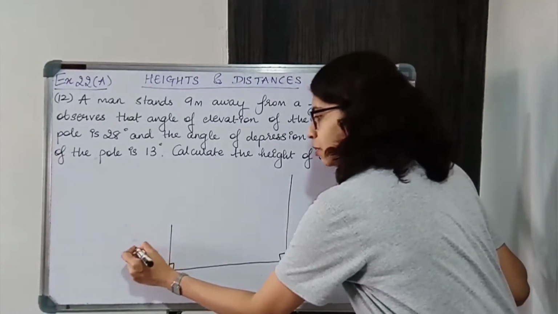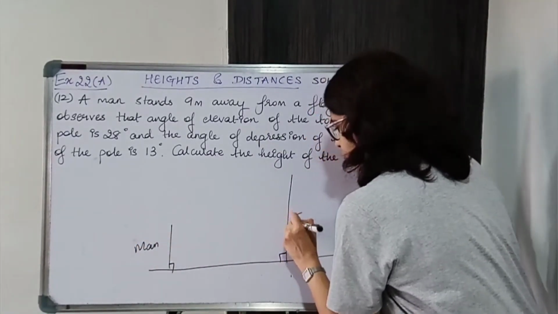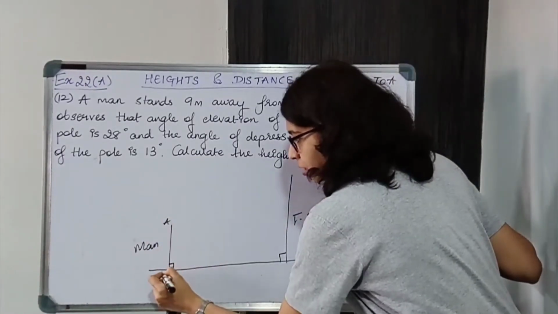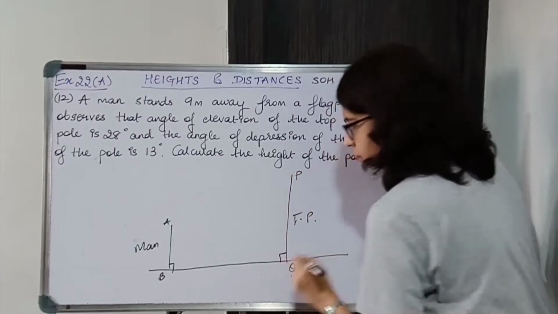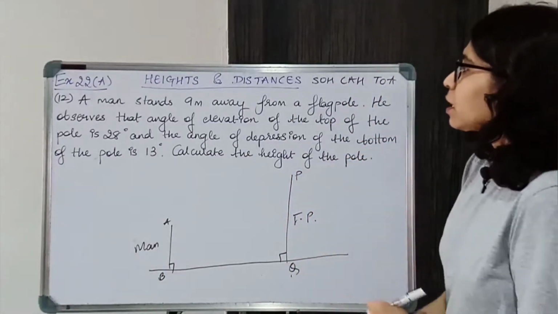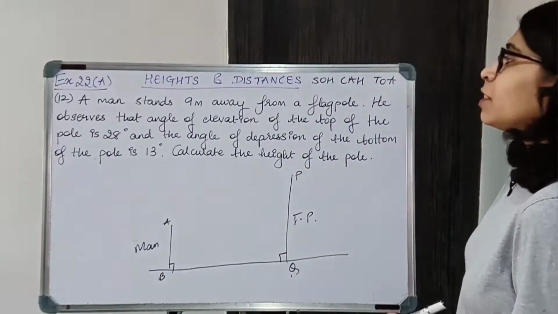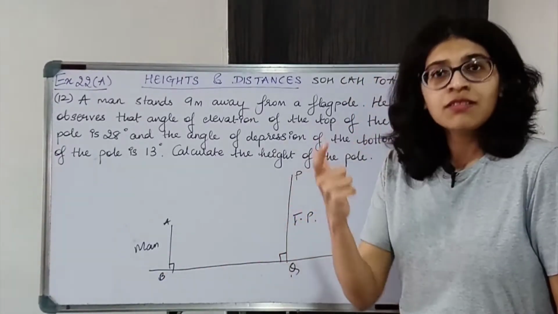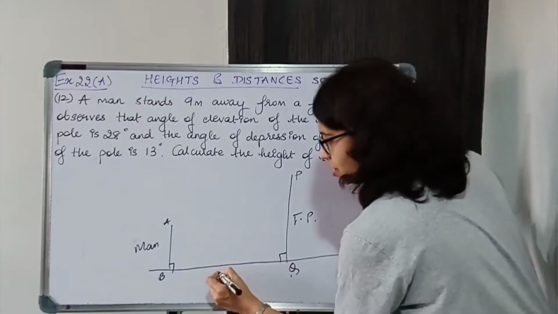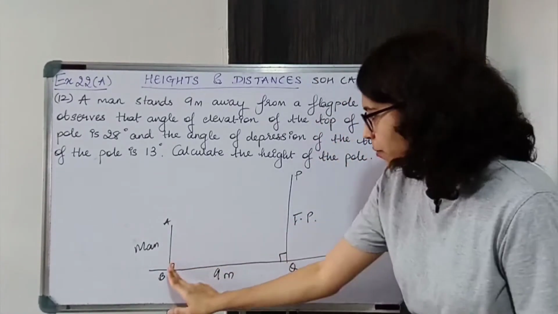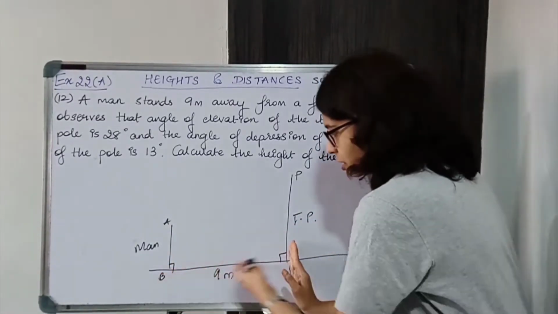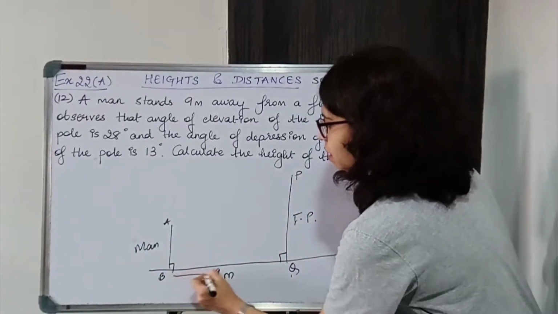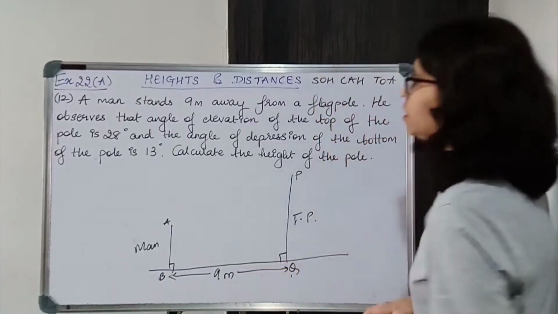Now there is this man. There is the flagpole. Let AB be the man and PQ be the pole. Okay? A man stands 9 meters away from a flagpole. So the distance between the man and the flagpole is given, that is 9 meters. So this is 9 meters. Okay, the distance between the man and the flagpole is 9 meters. So this part basically, this much distance is 9 meters.